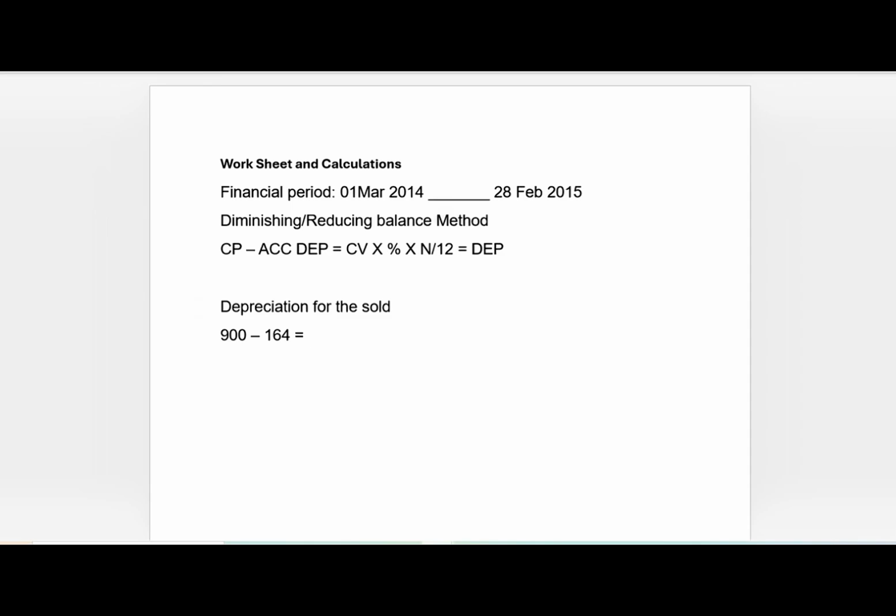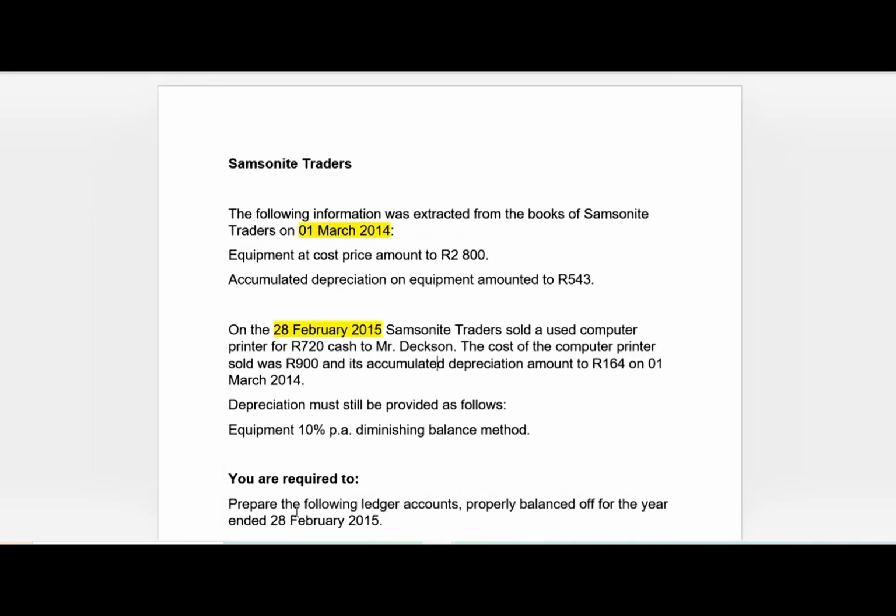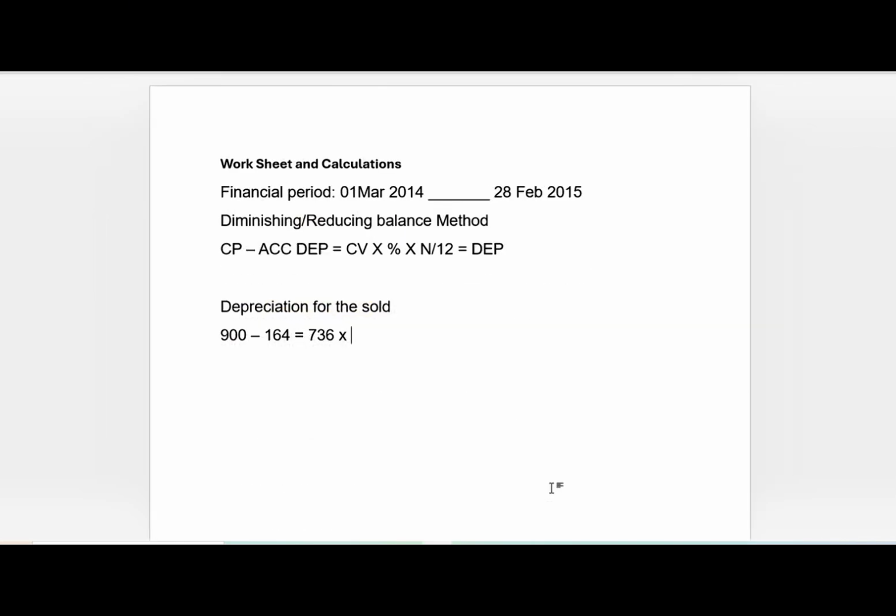And I got 736. Then from there, you're going to multiply by the percentage given. So let's check how much the percentage given in our information was. You are given 10% for depreciation.